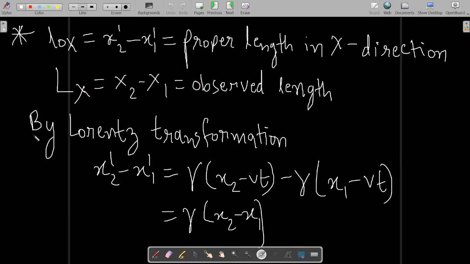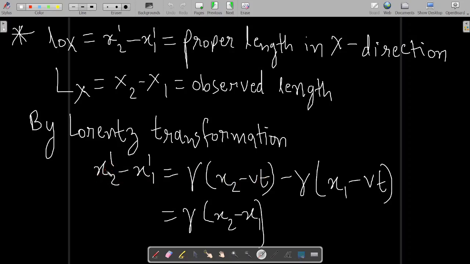Now by Lorentz transformation, which I am going to teach you in special relativity, I haven't taught it yet, but I will teach it very soon. So by Lorentz transformation, what do we have? x2 prime minus x1 prime is equal to, now x2 prime is given by gamma times (x2 minus vt). This is from Lorentz transformation, which we will learn in the lectures when I teach special relativity.